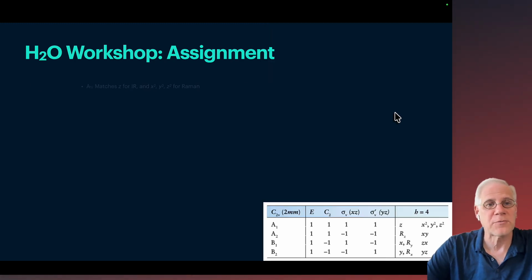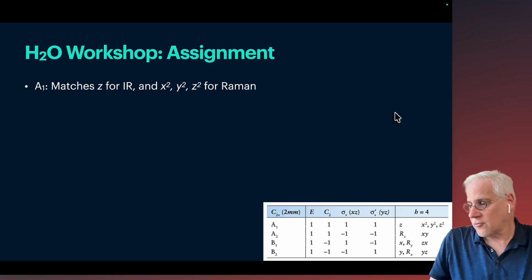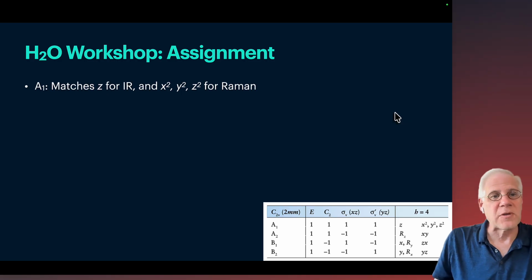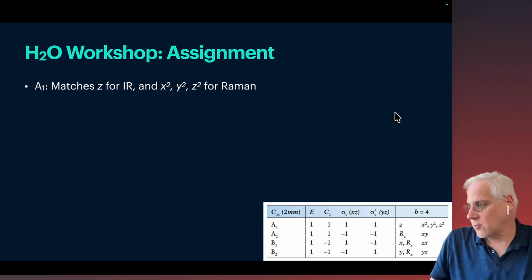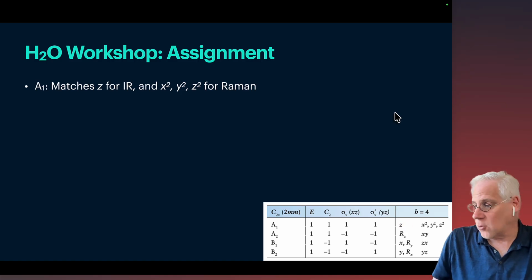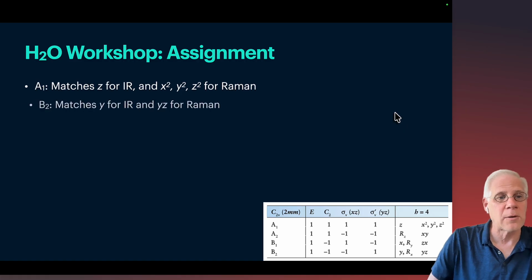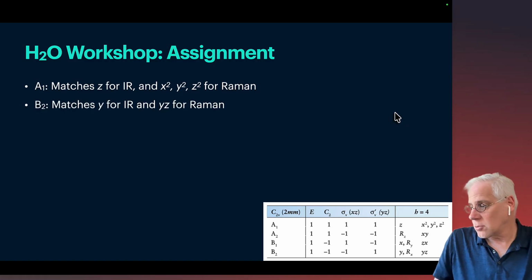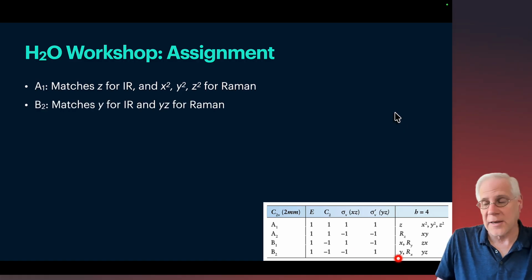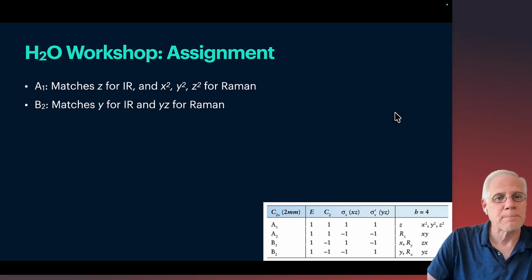Now, how do we assign those? So if we look here, we see that for the A1, it has a Z match for the IR, and it has quadratics for Raman. So the A1 is active for both IR and Raman. B2 down here matches for the Y for infrared and the YZ for Raman.